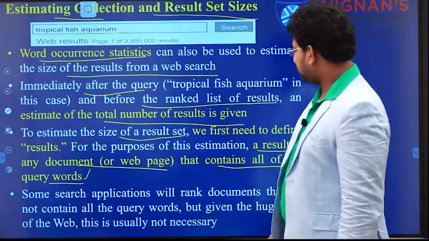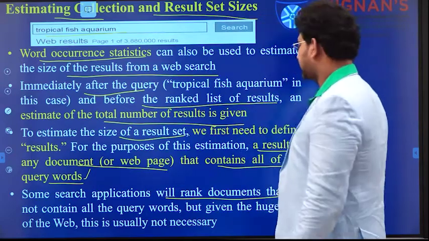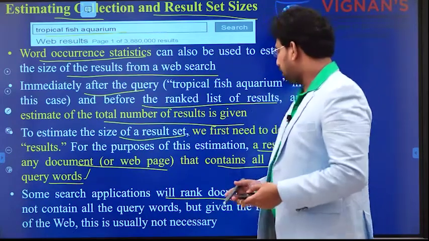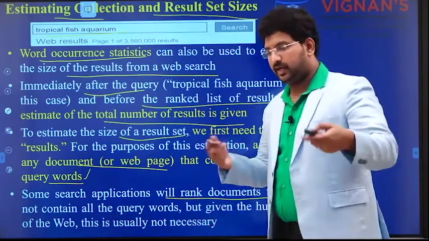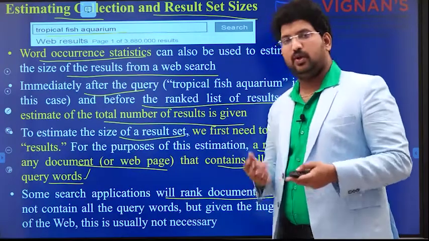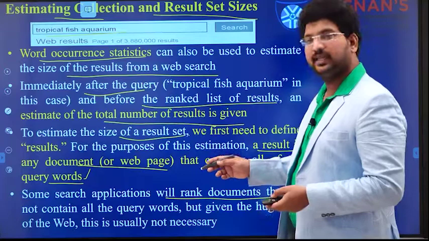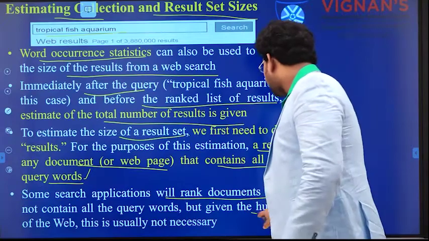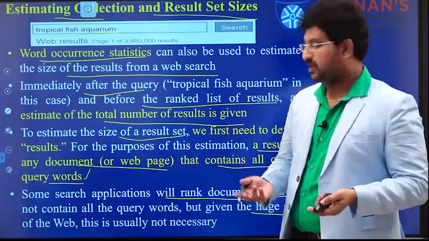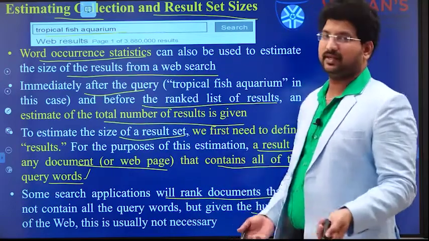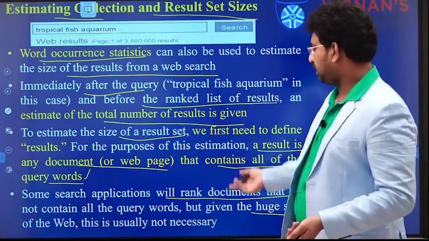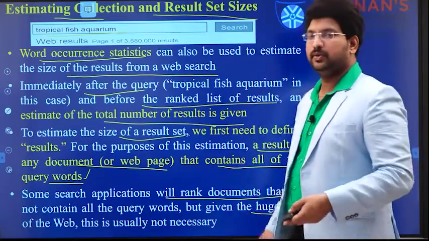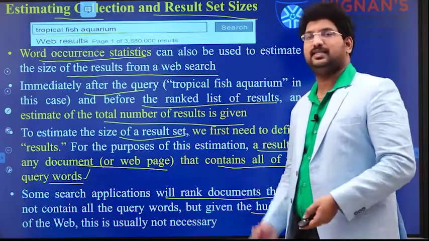Some search applications will rank documents that do not contain all query words. We know that there are so many search applications. They will be able to rank the documents that do not contain the query words, but given the huge size, this is usually not necessary. Such documents are simply useless, right?